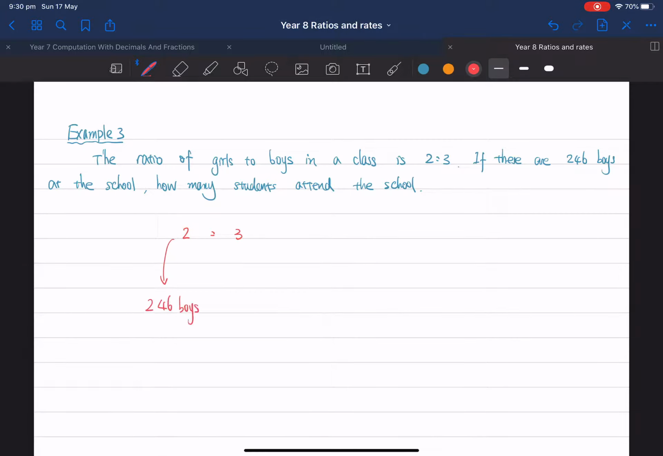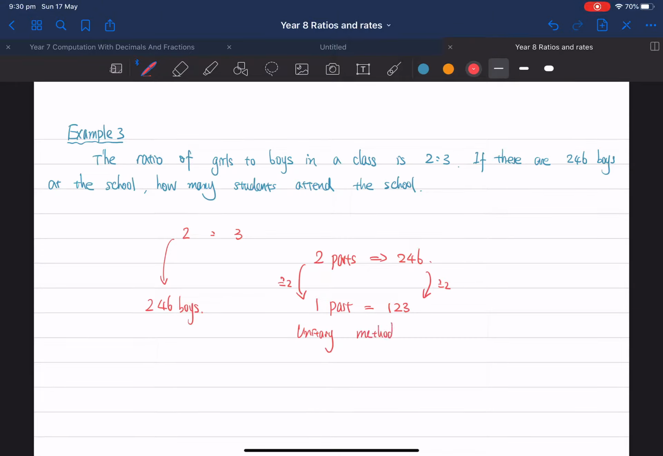That's 246 boys. So what you need to do here is think about how many parts. We're still thinking about the parts, right? So we're thinking about 2 parts. 2 parts is equivalent to 246. Then if I want to find out 1 part, obviously we just divide by 2 on both sides. So 1 part is equal to 123. This is called the unitary method. We find out the quantity of 1 part.